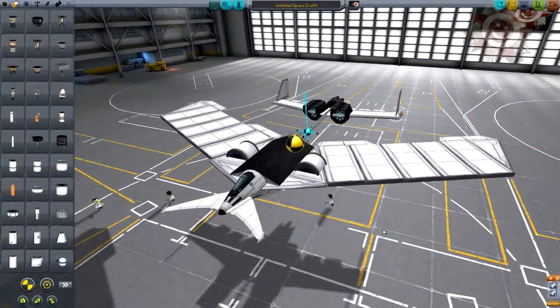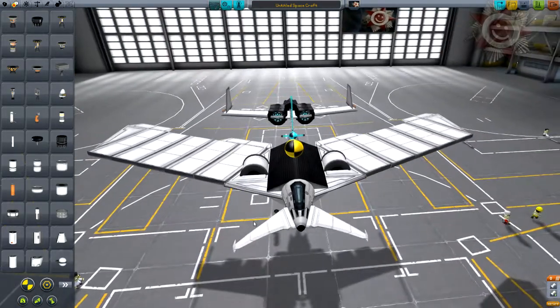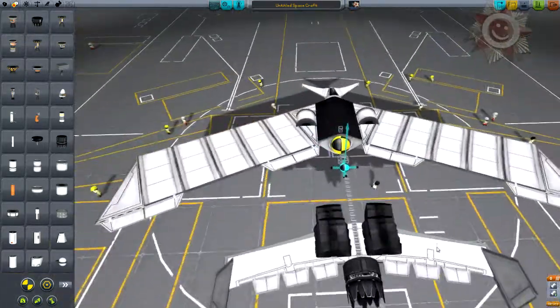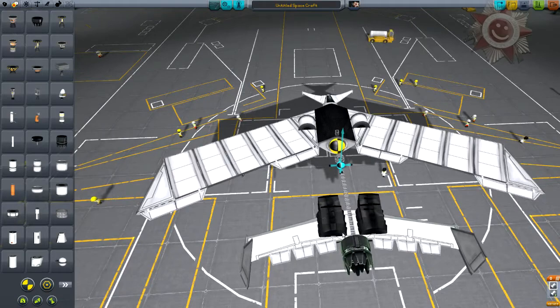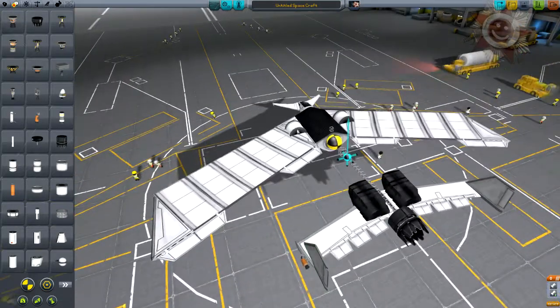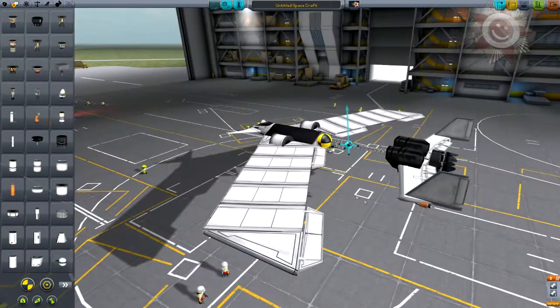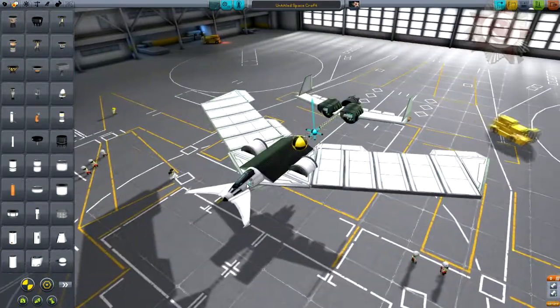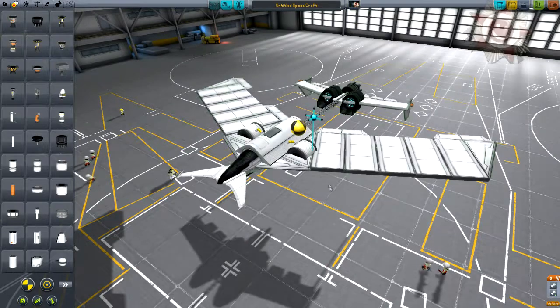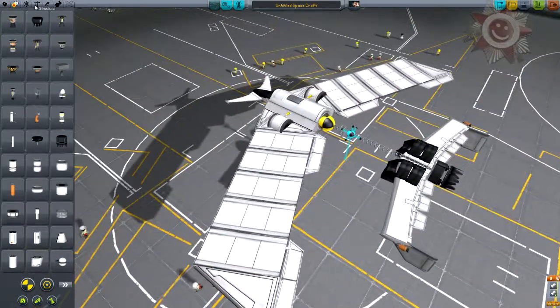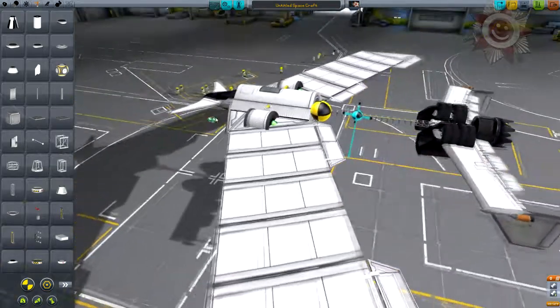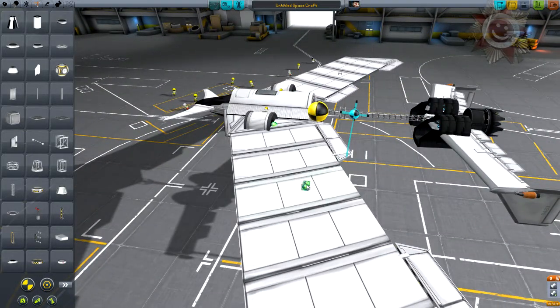Okay, this is starting to look like a plane. It has engine intakes, rocket engine, fuel for both engines, and we will be strutting this plane now. We don't want any wobble or any kind of movement if we can avoid it.